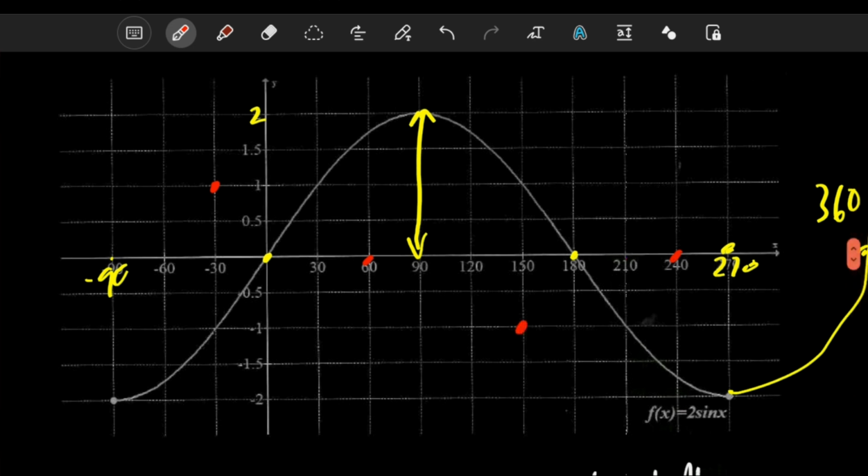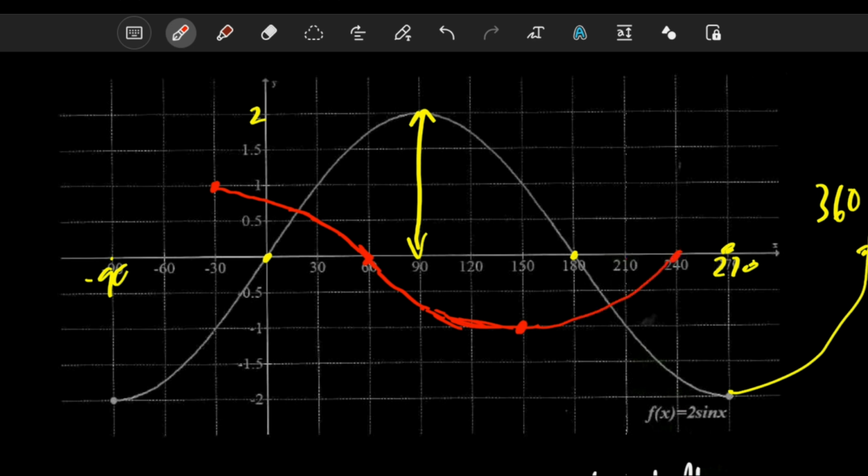And then let's just connect what we have so far. You can see it's going to be a curve. You don't have to do it all in one go because you're not a robot.